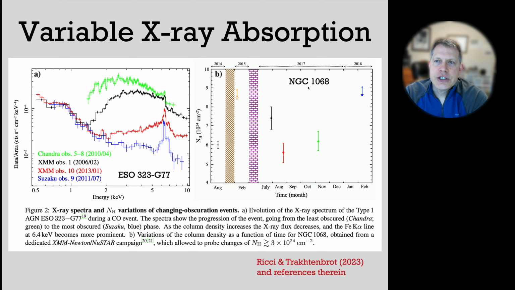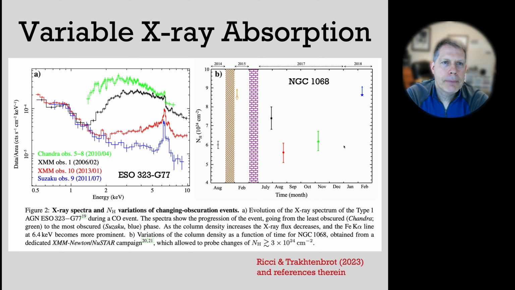Here is NGC 1068. You'll remember from my first lecture, this was one of the first active galaxies that people ever noticed as being remarkable for its emission line properties. People have now measured its X-ray absorption over time. And here you can see there's variable X-ray absorption by significant factors. Now, this material probably is not in the black hole region. It's probably further out in this particular case, but there's significant obscuration variability present in these systems as well.